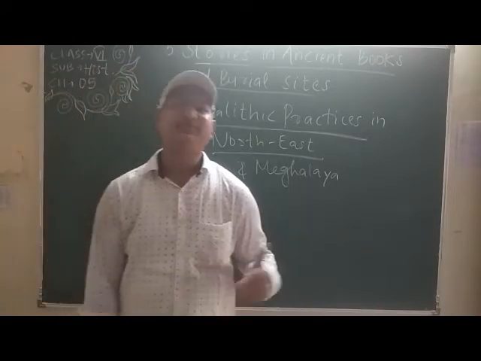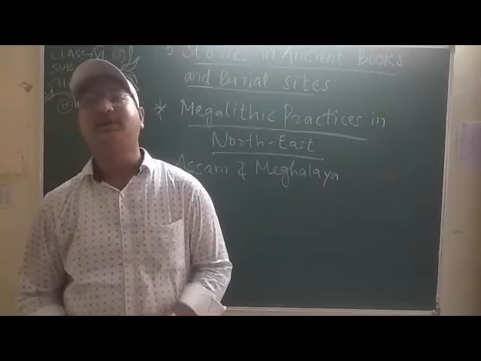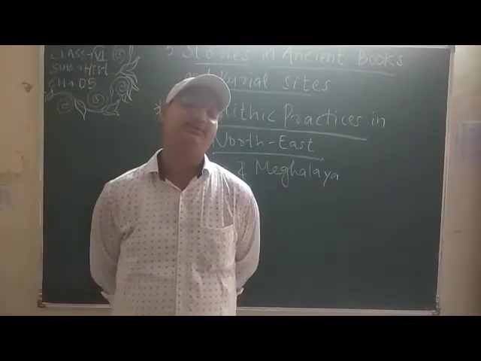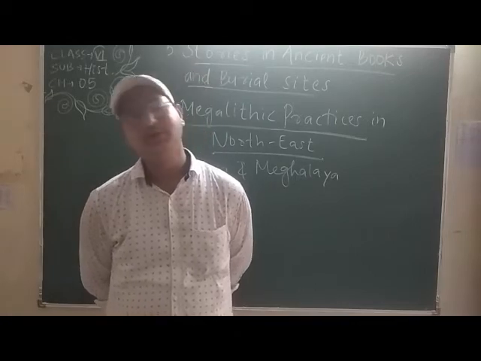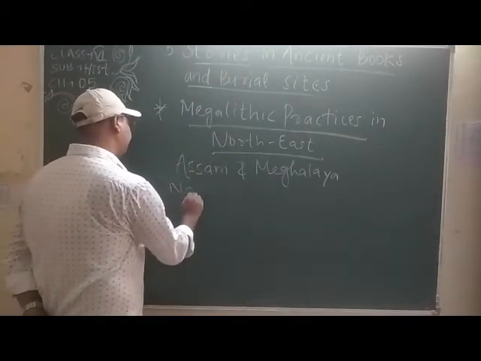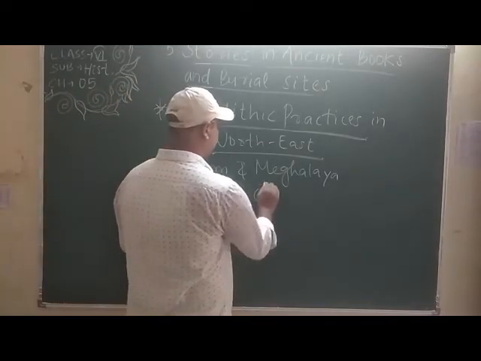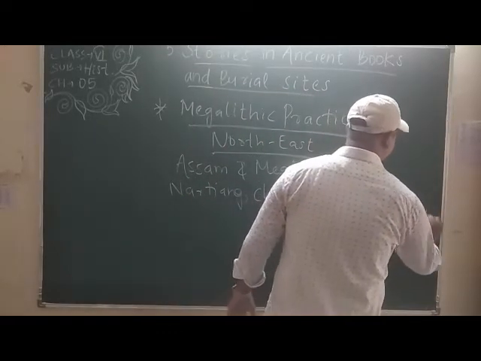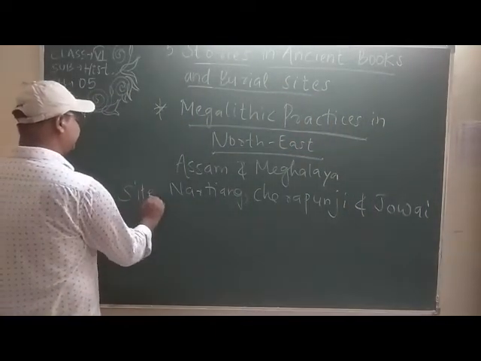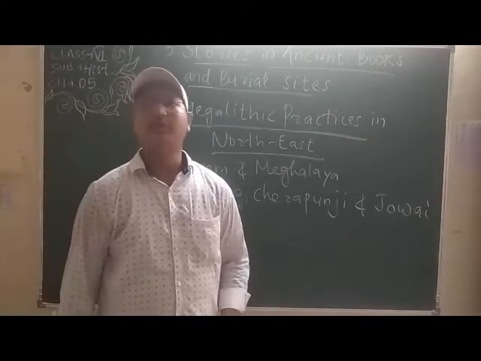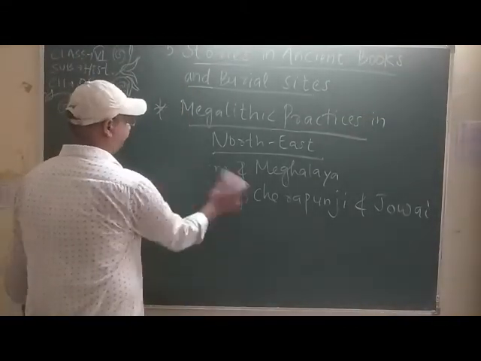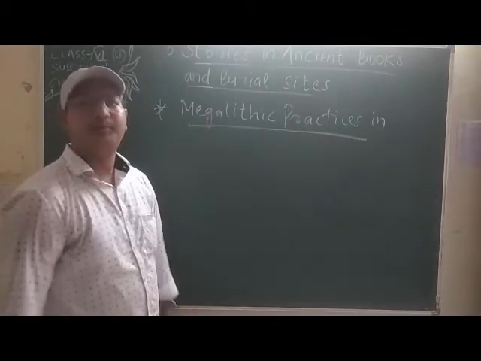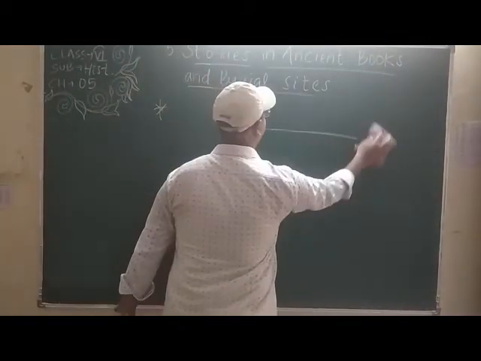So, some of the megalithic sites are found in Meghalaya, and the names of the places are Nartiang, Cherrapunji and Jowai. Okay students, some of the megalith sites found in Meghalaya are Nartiang, Cherrapunji and Jowai. These are the megalith sites. Now let's study about monoliths of the particular state. These are the monoliths of Meghalaya. The next topic is coming.